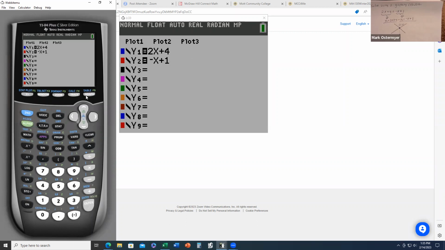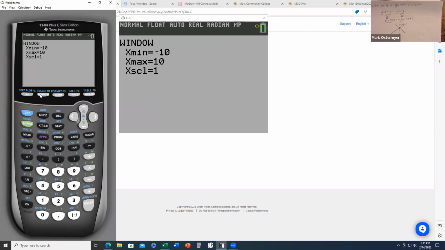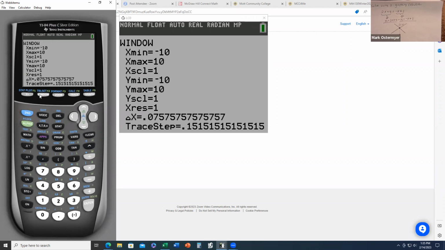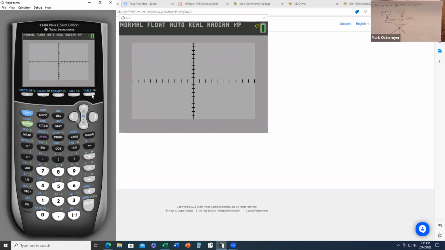Now when we hit graph, normally the default setting for your x and y axis when you hit your window button should be from negative 10 to 10 by 1 on both axes: x min, x max, the spacing between tick marks on the x axis, and the same thing for the y axis. If you hit graph now, there's the graph of the left side of your equation, the blue line. Here comes the graph of the right side of your equation, the red line.